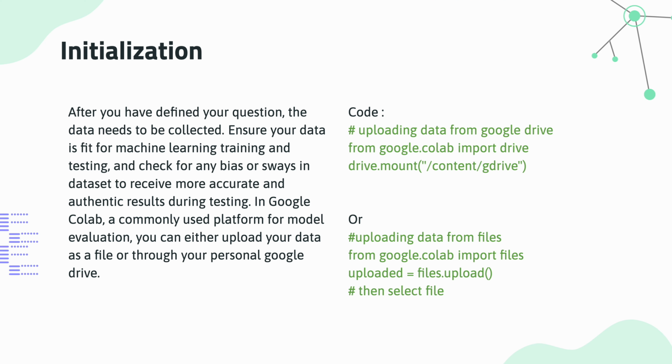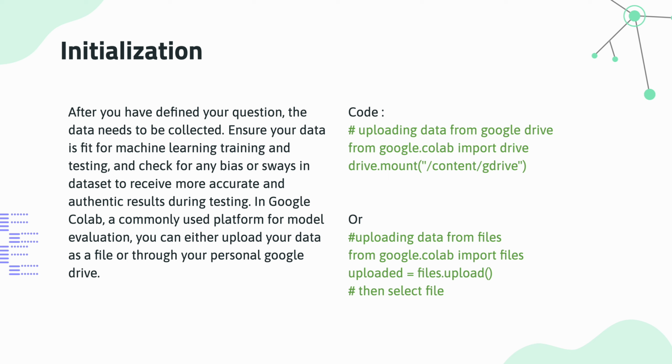Some important steps for initialization of your data. After you refine the question, the data needs to be collected. Ensure your data fits machine learning training and testing. Check for any bias or sways in the data set to receive more accurate and authentic results during testing. Google Colab is a place that I mainly use for coding. I really recommend it. It's great for any sort of algorithm application, so I recommend you use that too.